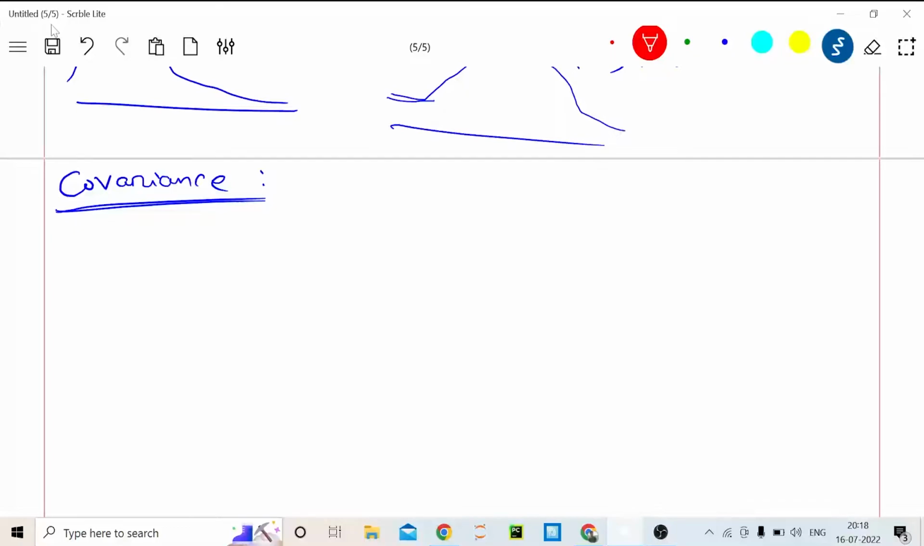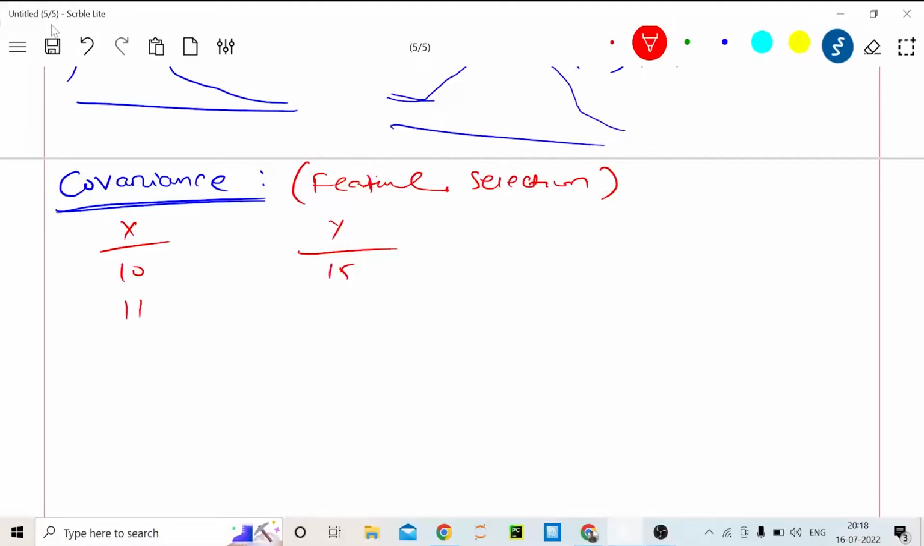Let's say covariance is highly required in feature selection. That means let's say there is an x feature and a y feature. When x equals 10, y equals 15; x equals 11, y equals 20; x equals 12, y equals 25; x equals 13, y equals 30; x equals 14, y equals 35; and x equals 15, y equals 40.